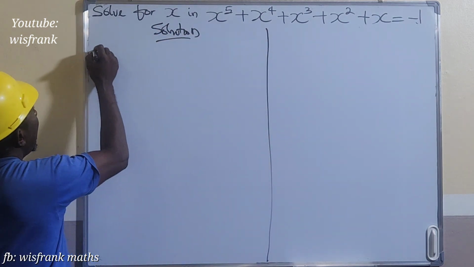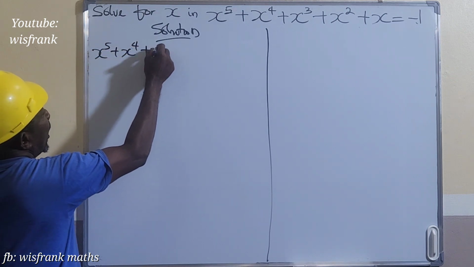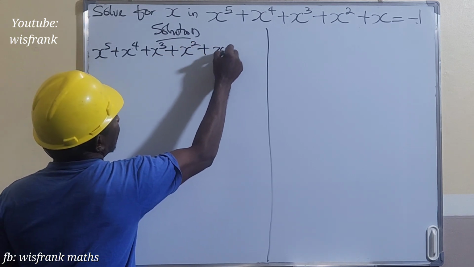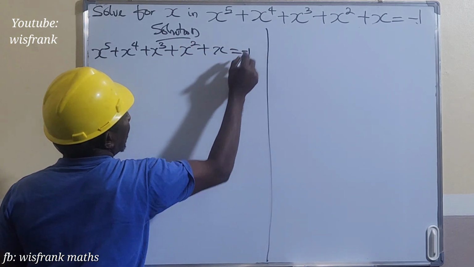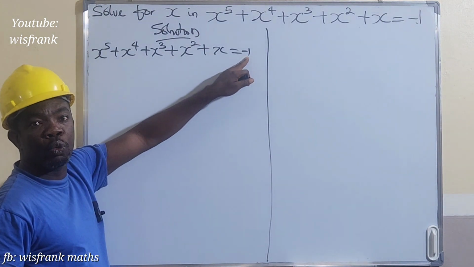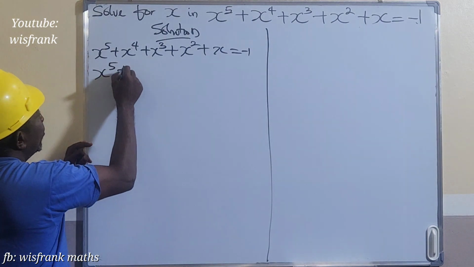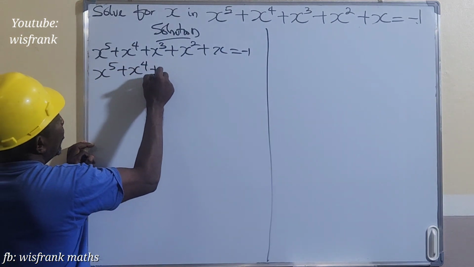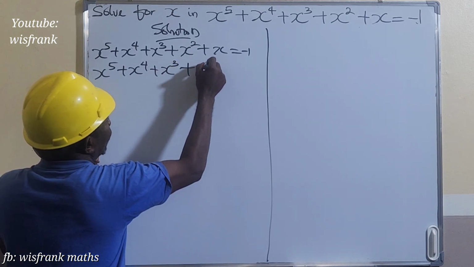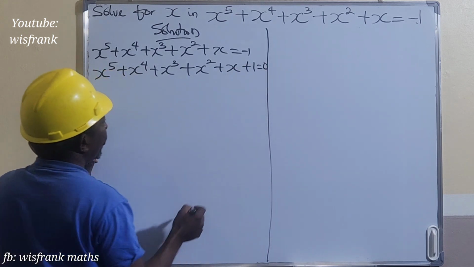So we are given x to the power of 5 plus x to the power of 4 plus x to the power of 3 plus x to the power of 2 plus x equals minus 1. The first step is for us to transpose minus 1 to the left hand side. So this will become x to the power of 5 plus x to the power of 4 plus x to the power of 3 plus x to the power of 2 plus x plus 1 equals 0.